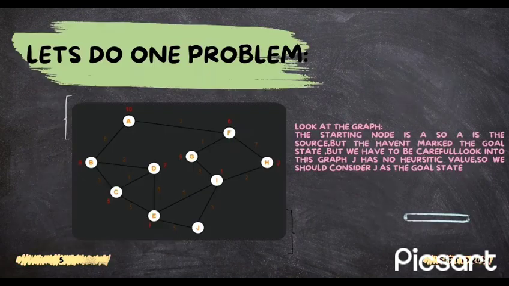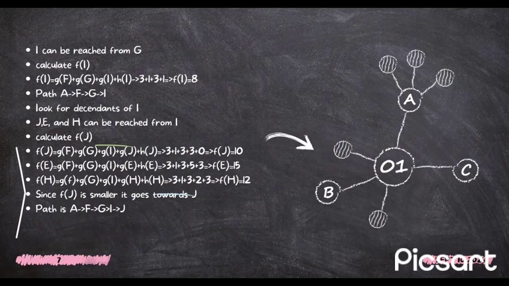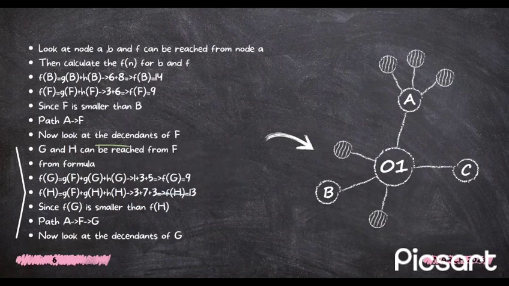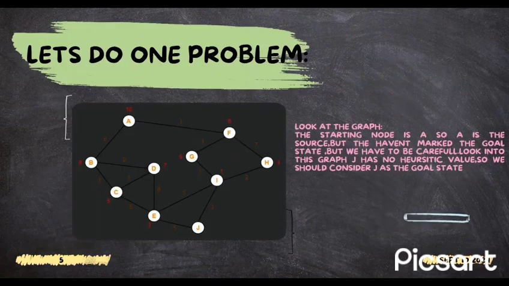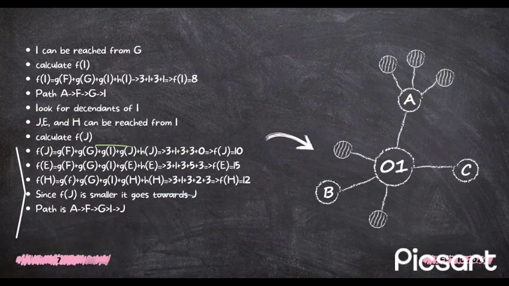The descendant of G would be I only. When I calculate f(I), I get 8. So the path would be A, B, G, and I. Now I look at the descendants of I. The descendants of I are E, J, and H. So I have to calculate f(E), f(J), and f(H). f(J) would be 10, f(E) would be 15, and f(H) would be 12. Since J is smaller, it goes towards J. So the path would be A to B to G to I to J.